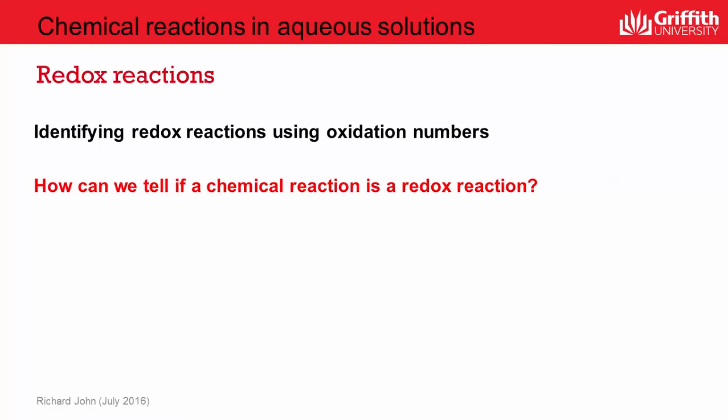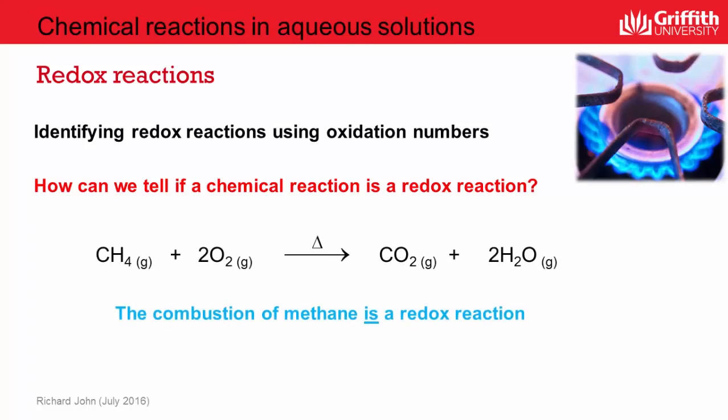So how can we tell if a chemical reaction is in fact actually a redox reaction? I'm going to tell you that this particular reaction here, the combustion of methane to form carbon dioxide and water, is in fact a redox reaction. And that might surprise you because every substance in this chemical reaction is a molecular substance. There are no ions present and there are no net charges anywhere in this chemical equation.